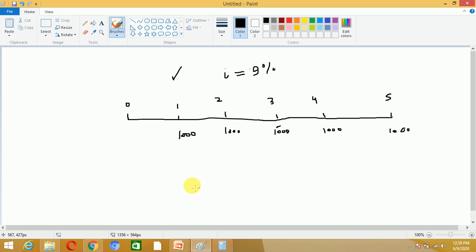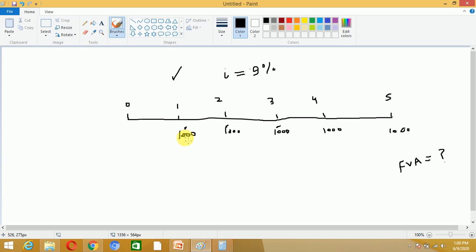Now suppose you want to calculate that I am depositing $1,000 at the end of every year. So after 5 years, what will be my total amount? Means the future value of the annuity of all your amounts.